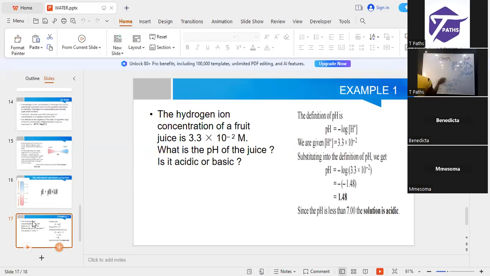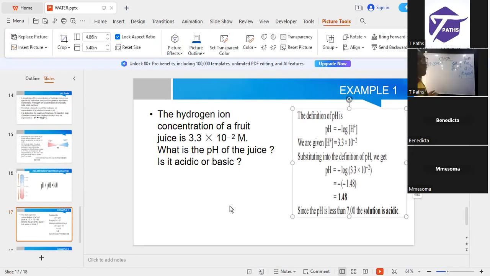Let's read this question. The hydrogen ion concentration of a fruit juice is given: H plus is equal to 3.3 times 10 raised to the power minus 2 molar. What is the pH of the juice?